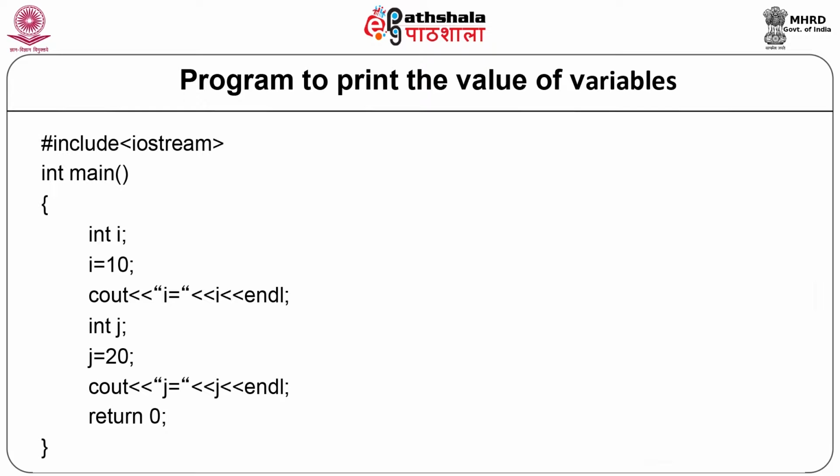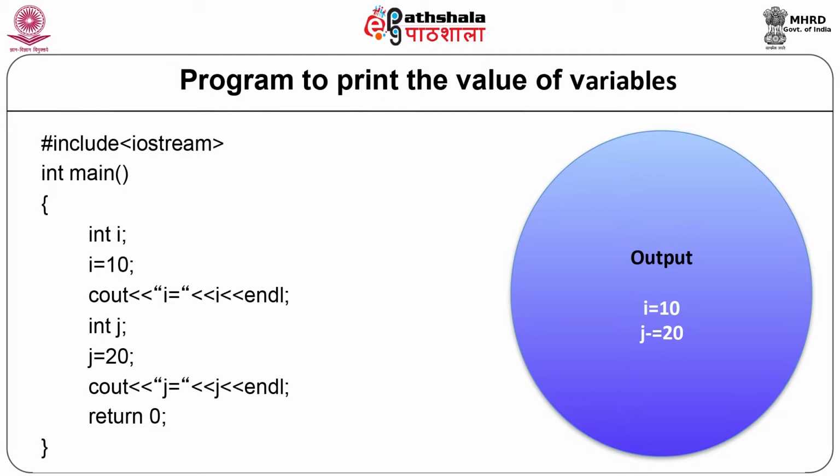When the above code is compiled and executed, it will produce the following result: i equal to 10, j equal to 20.